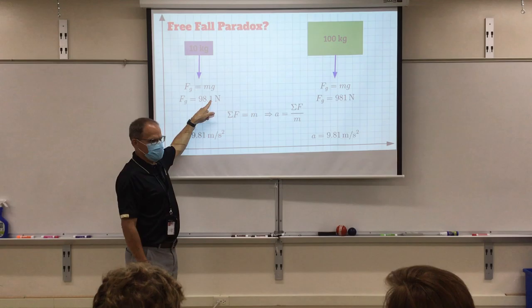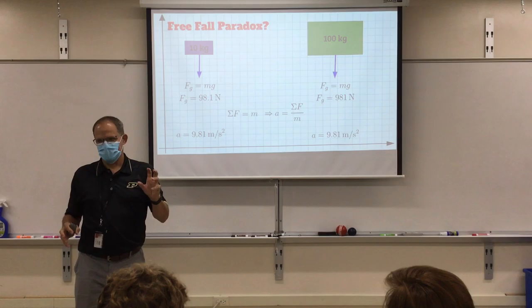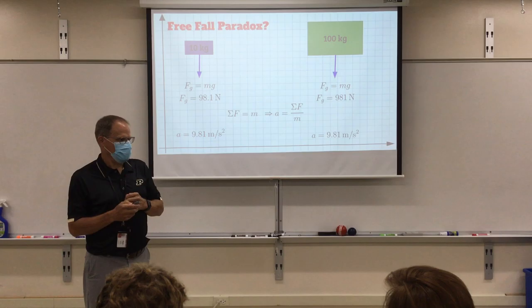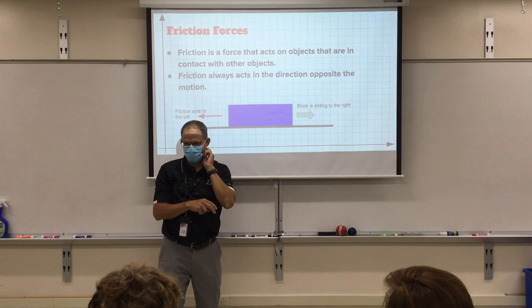You wanna stick your foot under that guy or that guy? Yeah, it has less inertia, so it was easier to get going. You only needed 98 newtons to get it going, but you won't need as much force to stop it either, right? Okay, so people think that things fall at the same rate because gravity pulls on them all the same. That's not true. Gravity pulls on more massive objects with more force, but they also have more inertia, and those two cancel.